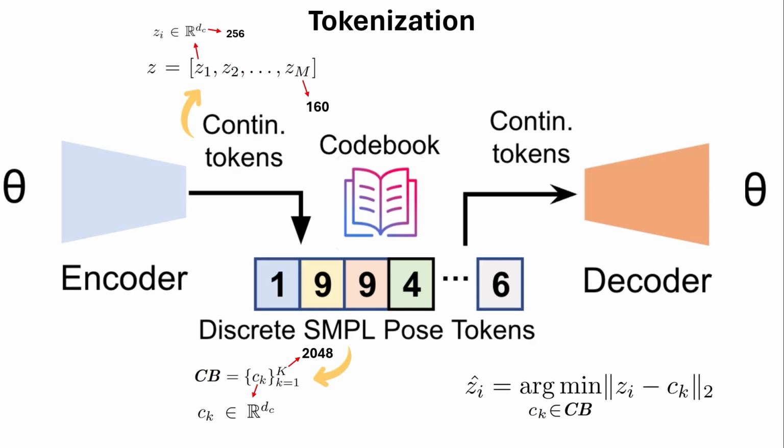If you don't know how this works, just Google it and find some YouTube videos about VQVAE. But in a nutshell, they randomly initialize these 2048 different vectors, and then train them in addition to the weights of the encoder and the decoder.